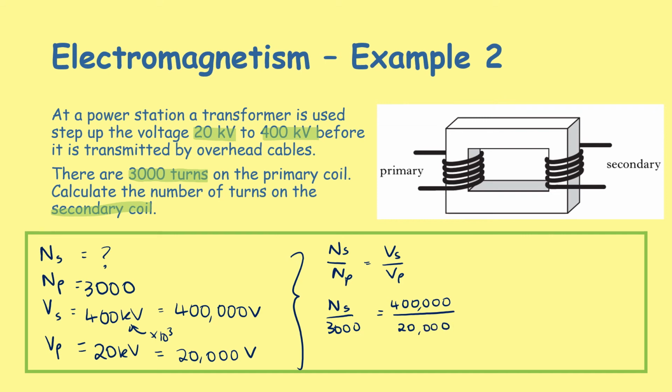So rearranging this, we want to take the 3,000 up onto the right-hand side. So NS equals 400,000 over 20,000 times by 3,000. We can simplify our fraction. 400,000 divided by 20,000 is equal to 20. So our equation turns into NS equals 20 times by 3,000. So we get a final answer of NS equals 60,000 turns.